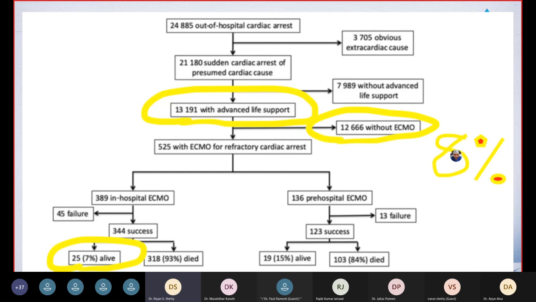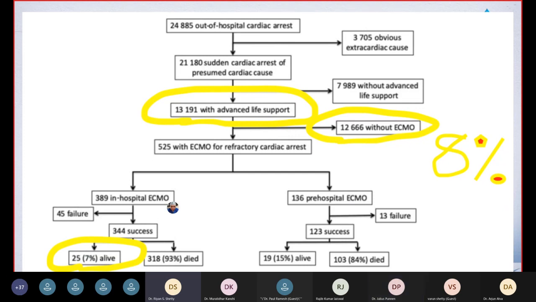12,666 went without ECMO, and the survival was actually 8.6%, whereas they initiated ECMO either pre-hospital, that's 136 pre-hospital, or 389 in hospital, and their survival respectively was 15% and 7%. Overall survival when a patient had ECMO was a dismal 8.4% for an out-of-hospital cardiac arrest.